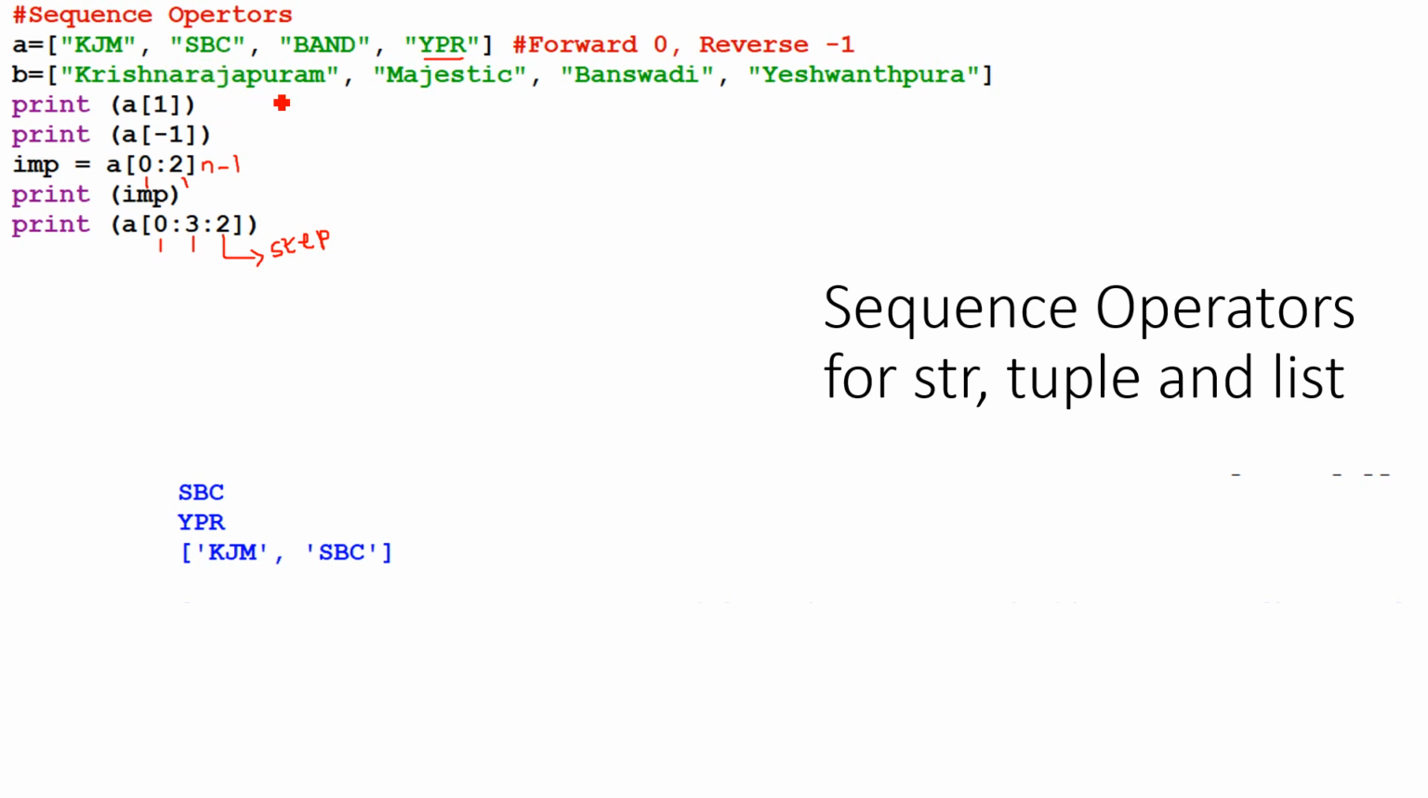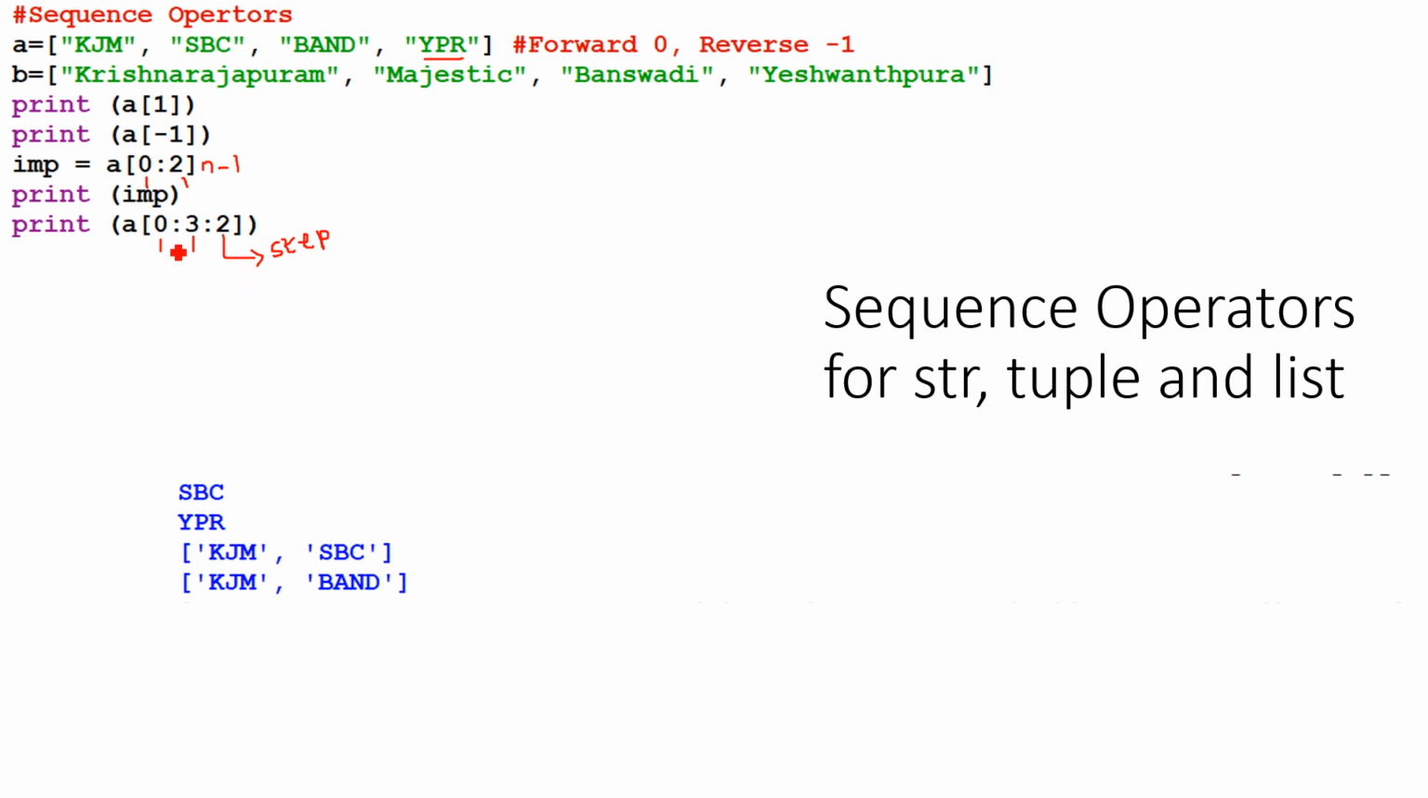So after this, what do we have? 1 and 2 we'll have, isn't it? So one is SBC and next one is band. So the KJM and band will be printed by skipping SBC, because we have a step size in such a way.